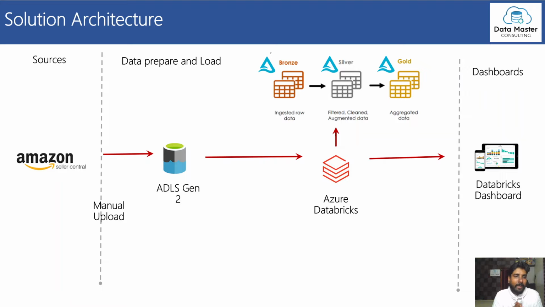This client is providing us raw CSV files and he'll manually upload them into our ADLS. So we implemented a Medallion architecture on top of it, ingesting all the raw data to the bronze layer and then moving it to the silver and finally to the gold layer.